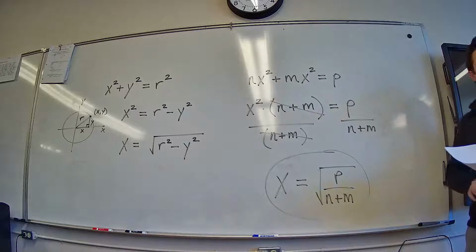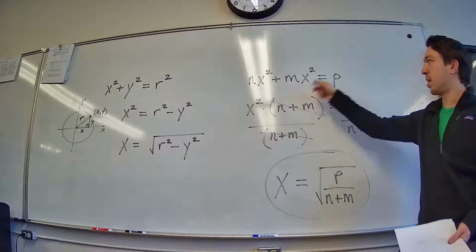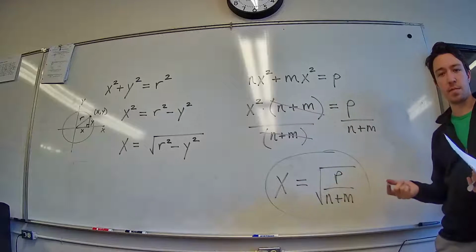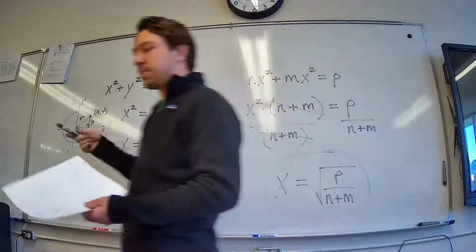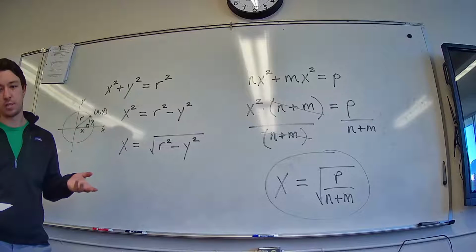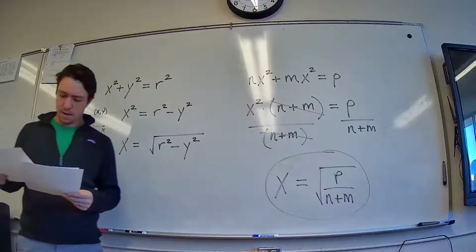So not an obvious connection there logically, right? That if n times x squared plus m times x squared is p, then the x is the same as the square root of p over n plus m, right? So that's what this is supposed to give you some practice with, is this idea of manipulating an equation to isolate the thing that you want to focus on.